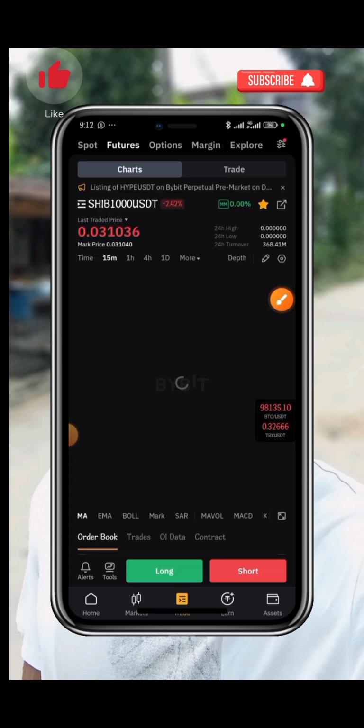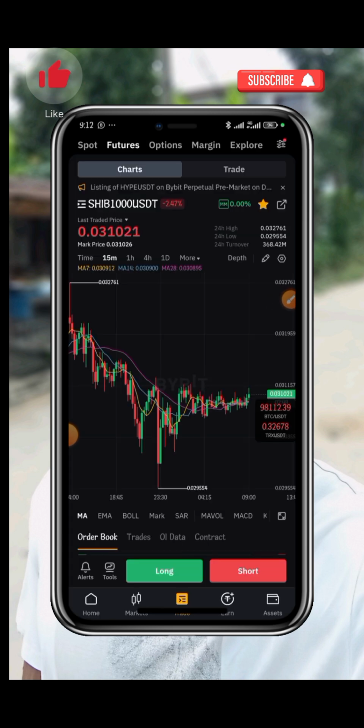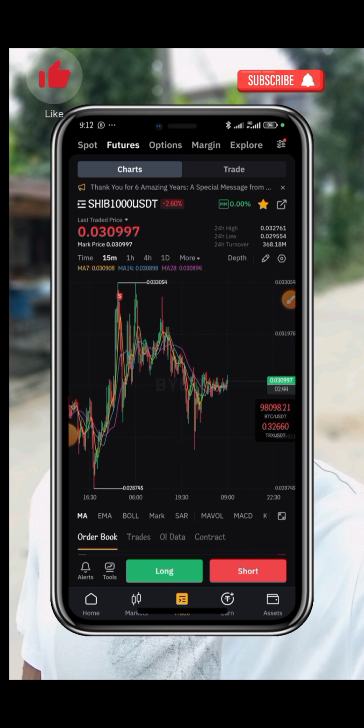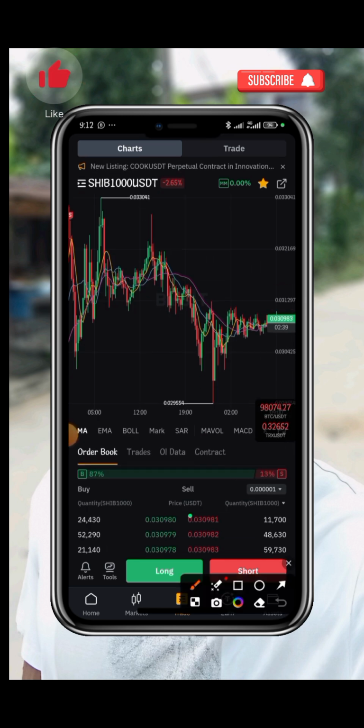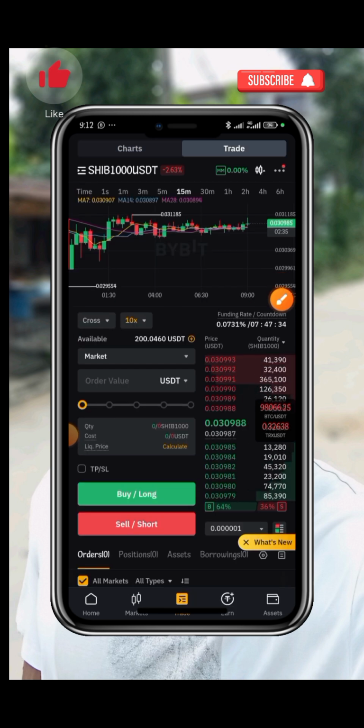Now we click on SHIB 1000 USDT. Yes, SHIB 1000 USDT. That's what we are trading. Now, you were asked to long, right? So you simply click on long. I hope everybody can see that. You click on long below. When you click on long, take a look at this screen.